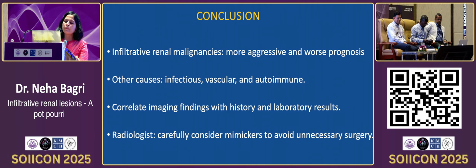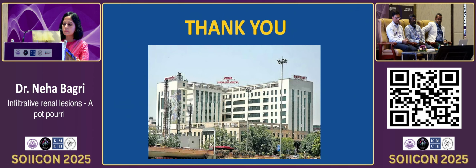So to conclude, infiltrative renal malignancies are more aggressive, with worse prognosis. Other causes of infiltrative lesions can be infectious, vascular, autoimmune. Correlate the imaging findings with history and lab results, and radiologists should carefully consider the mimickers to avoid unnecessary surgery.